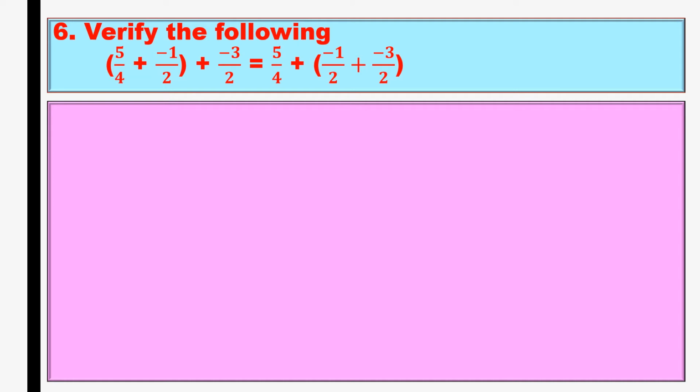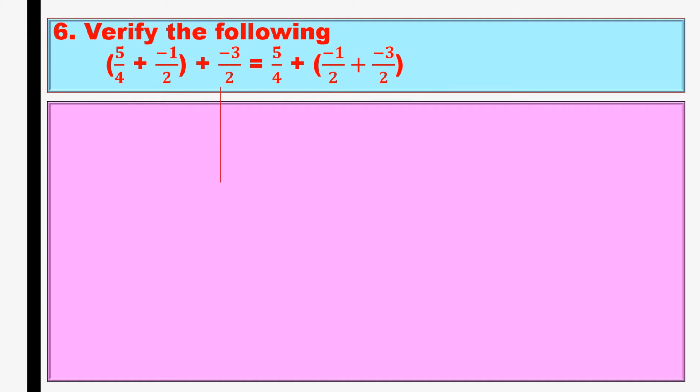So here is your sixth question. Verify the following. Okay, he gave equal to here, one thing here and a separate thing there. So he asked whether both the answers on LHS and RHS are equal or not. Okay, verify here, the meaning of verification means we should check whether left side answer and right side answer are same. Okay, you can solve this in two methods.